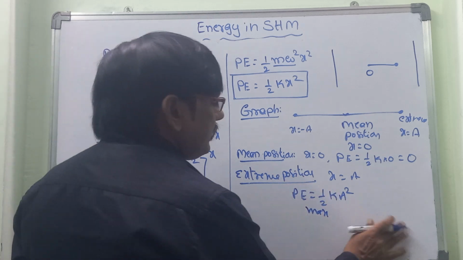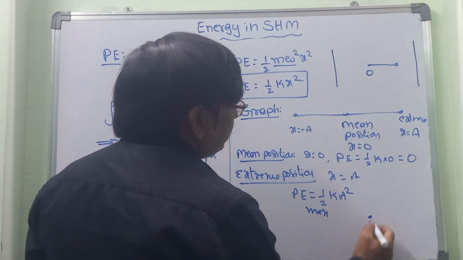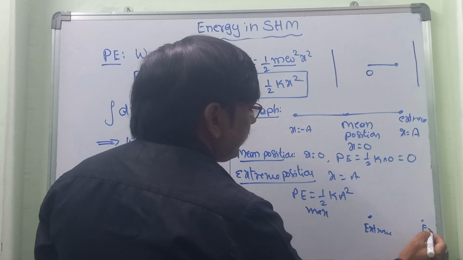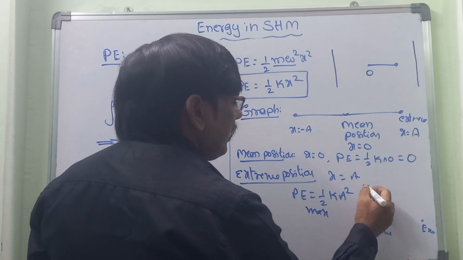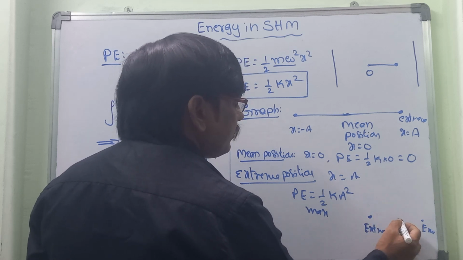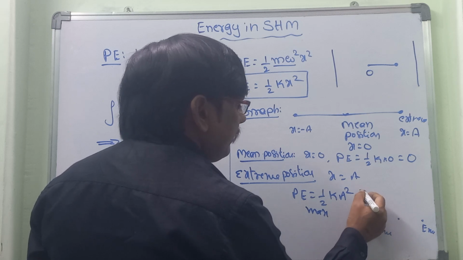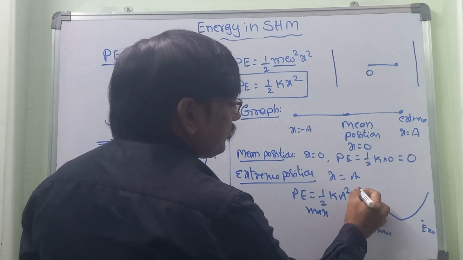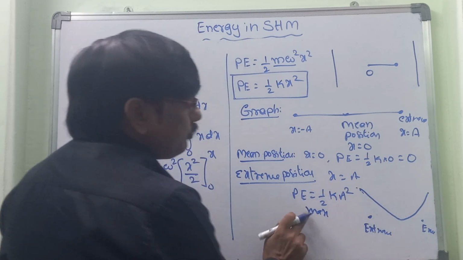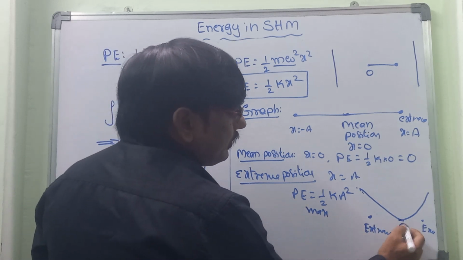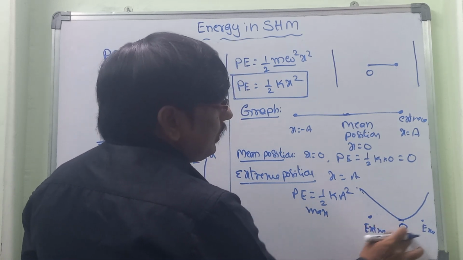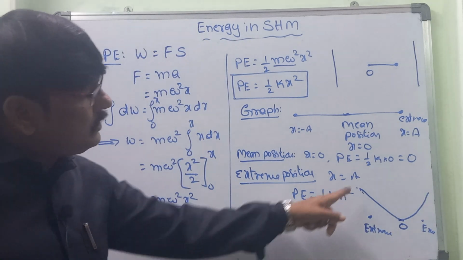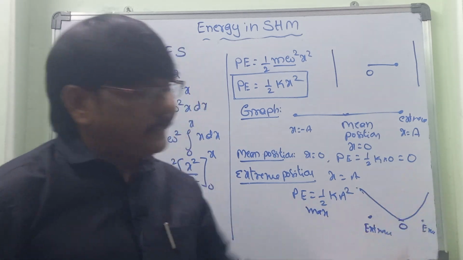Now let us draw a graph for this. Let us take this as extreme position, and again here is extreme position, and this is the mean position. Then we can get a graph like this. At extreme position, potential energy is maximum. This is the mean position, that is 0. And again this we can consider as an extreme position, that is a maximum, so the graph can be taken like this.